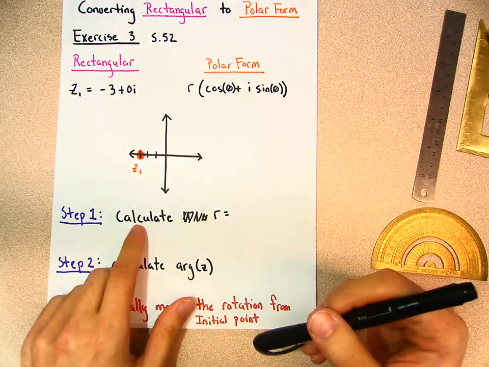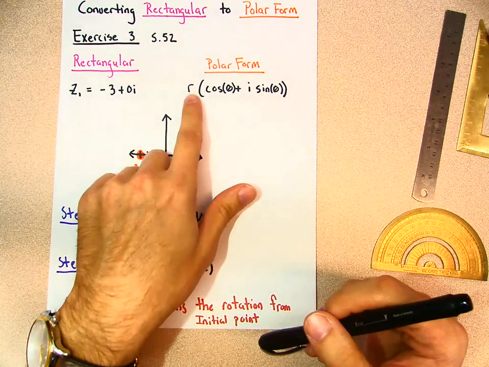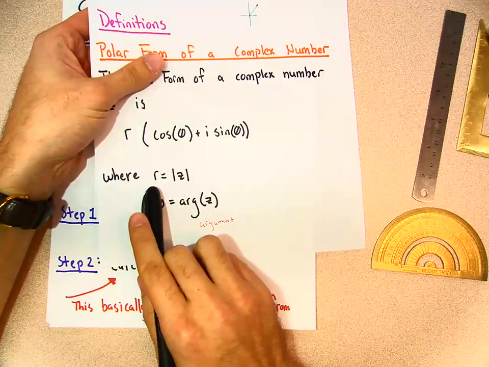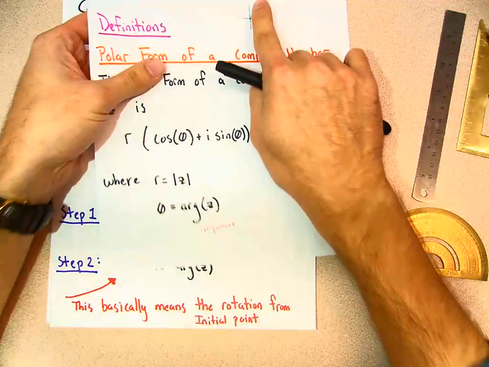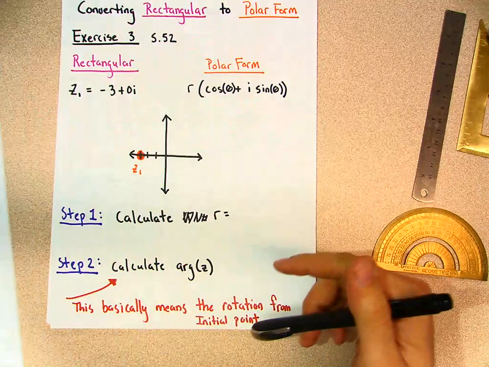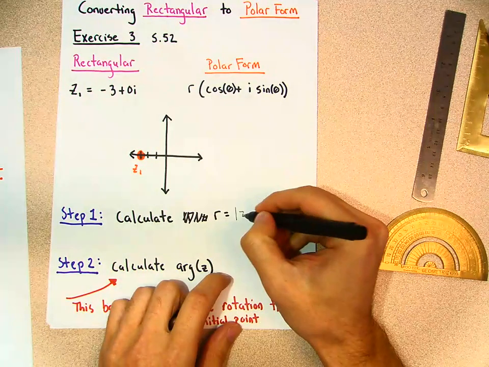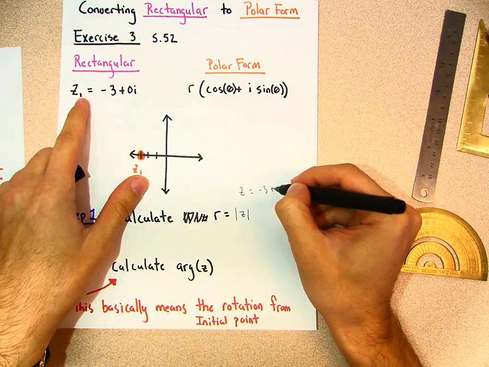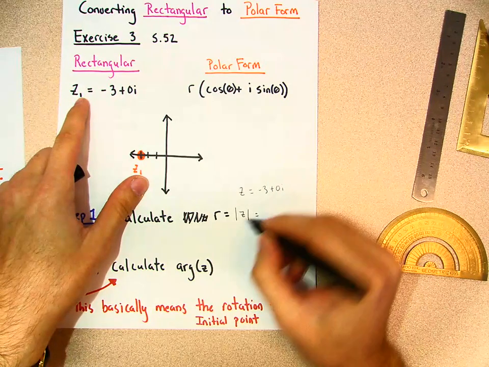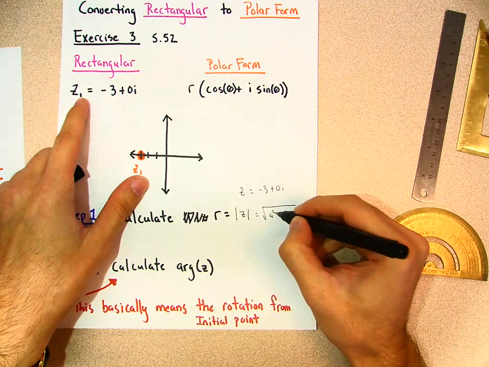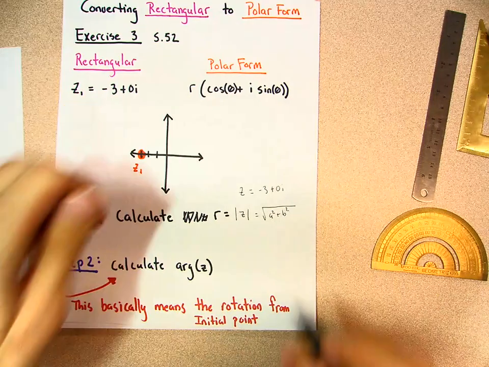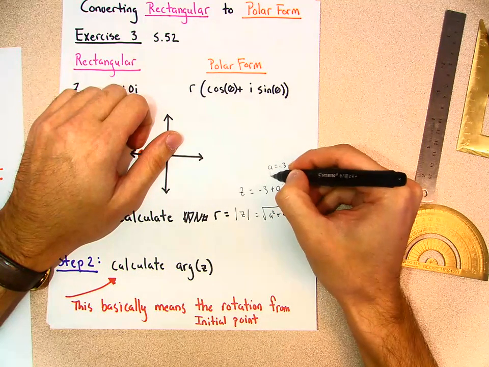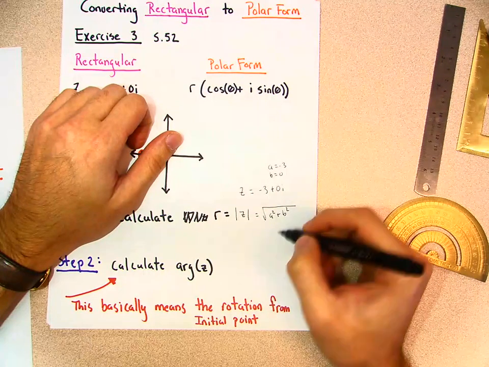So first, how do I get this to look like this? We want to calculate r. What does r equal? As we had it before, r is equal to the modulus of z. So how would I calculate the modulus of z if my z is equal to negative 3 plus 0i? Remember, the modulus of z is the square root of a squared plus b squared. What is my a? My a is negative 3, and my b is 0. So I just plug these in.